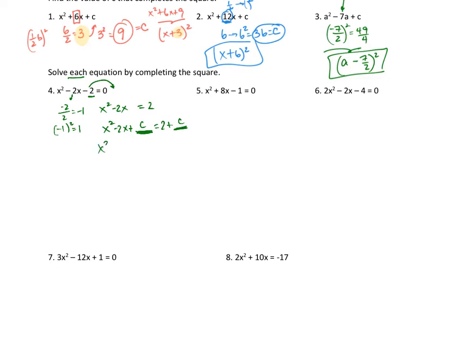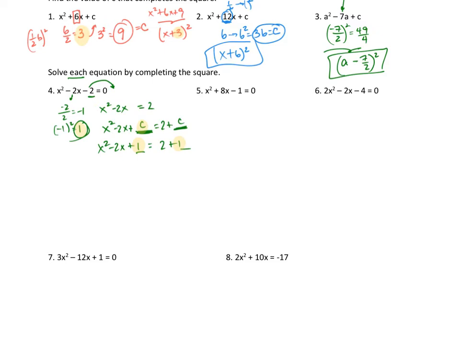So this will be x squared minus 2x, and I solved for it right there. Plus 1 equals 2 plus 1. So that's the number that goes in the blank. It's this 1 value that I found right here, right there. Okay? So it has to go on each side.